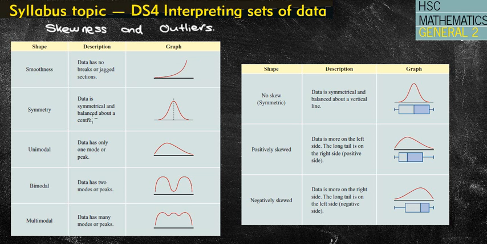Symmetrical graph, so data is symmetrical and balanced about the center, so the left hand side is the same as the right hand side. Very important later on, that one in year 12. Unimodal, so modal we know to be the most common, which is going to be another part of our data and statistics section. But unimodal means it only has one mode or a peak point.